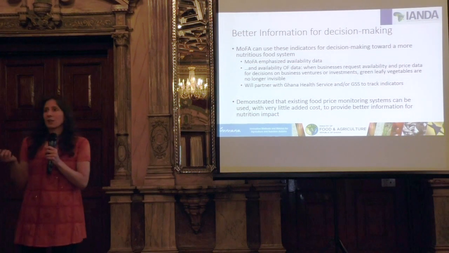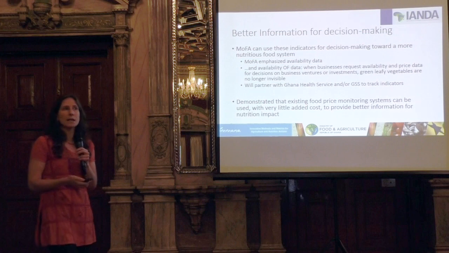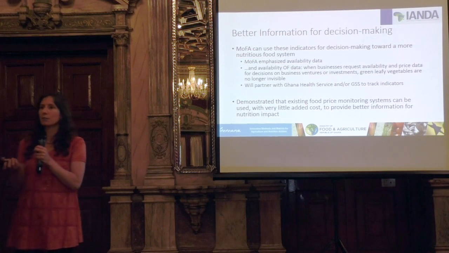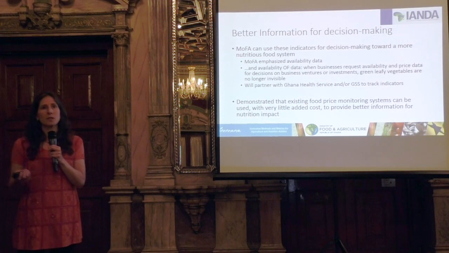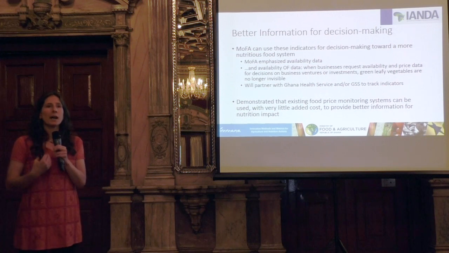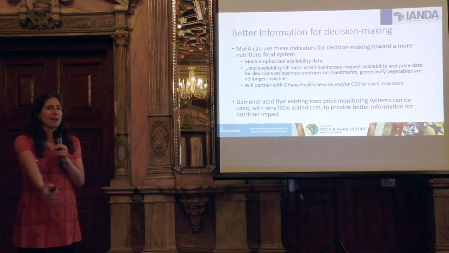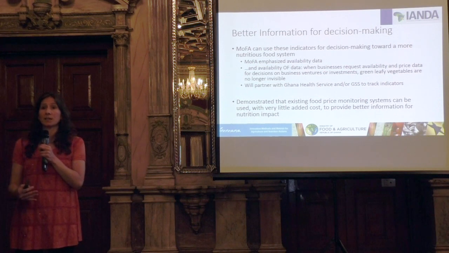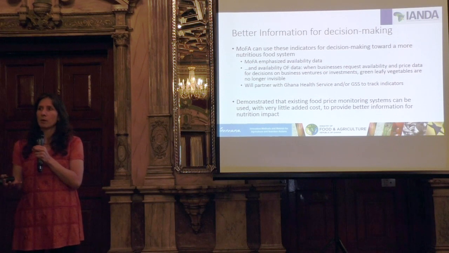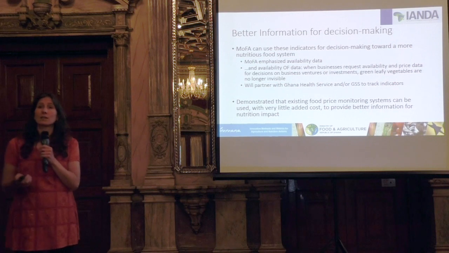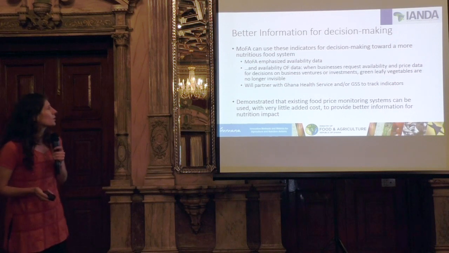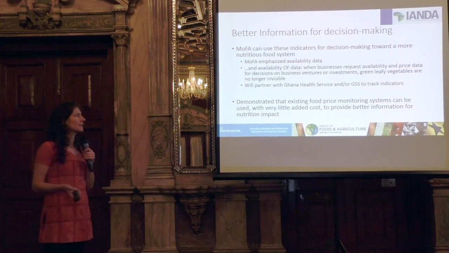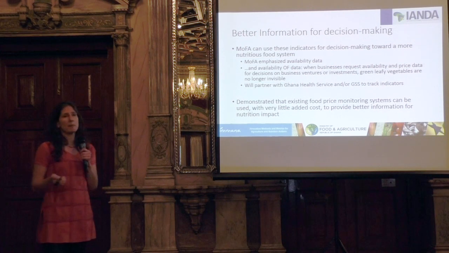As far as the indicators, they probably won't track them themselves. They'll probably partner with the Ghana Statistical Service or the Ministry of Health to provide the market data, and then either one of those two organizations will then compute the indicators and provide a report about how food prices are changing. So this really demonstrated that the existing monitoring system can be used with very little added cost to provide better information.